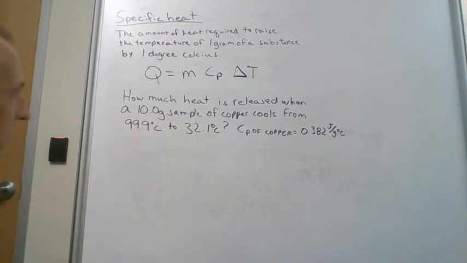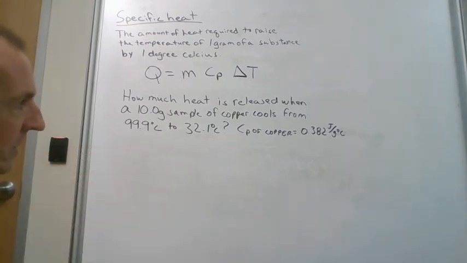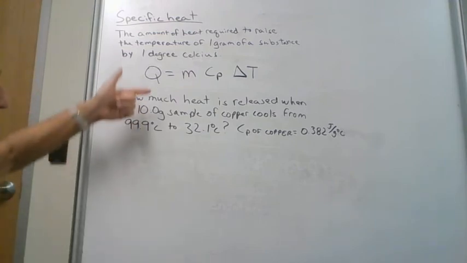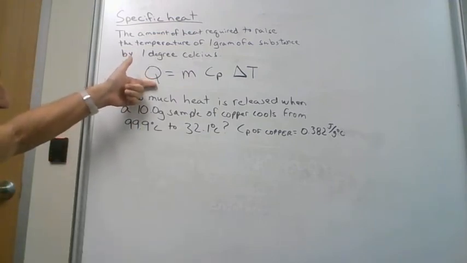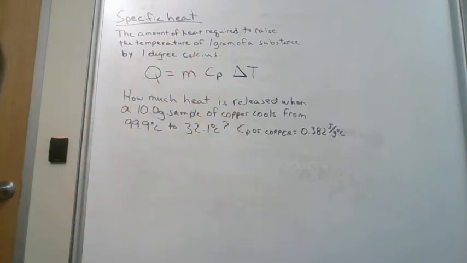So if we have this kind of problem, how much heat is released when a 10-gram sample of copper cools from 99.9 degrees Celsius to 32.1 degrees Celsius, and we're given a specific heat of copper of 0.382 joules per gram Celsius. So we're looking for Q because we're looking at how much heat. We're given a mass, we're given a specific heat, and we're given the 2 temperatures, so we just have to plug those in.